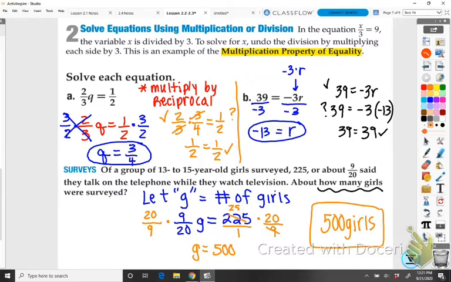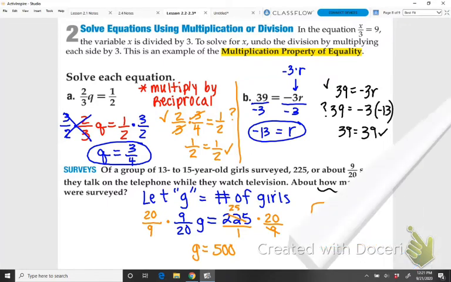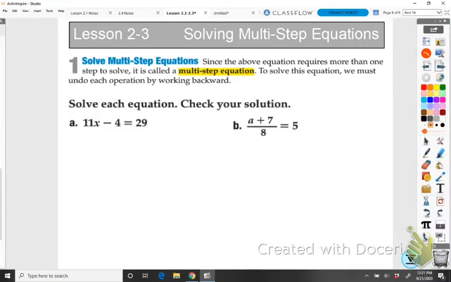So if you take 9/20 of 500, you should get 225. All right, so those are all the one steps. Moving on to multi-step. So this requires more than one step to solve. We must undo each operation by working backwards.